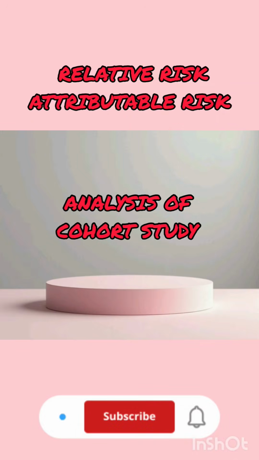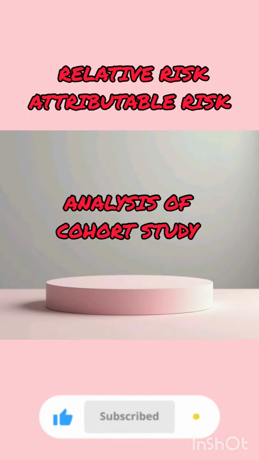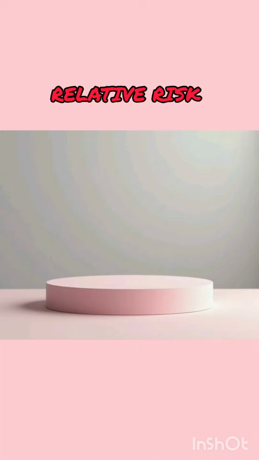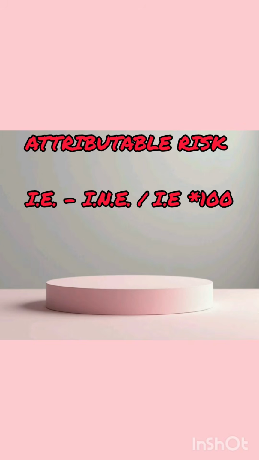Next up, we have relative risk and attributable risk, both used for analysis of cohort study. Relative risk is the ratio of incidence among exposed divided by incidence among non-exposed, and attributable risk is incidence among exposed minus incidence among non-exposed divided by incidence among exposed into 100.